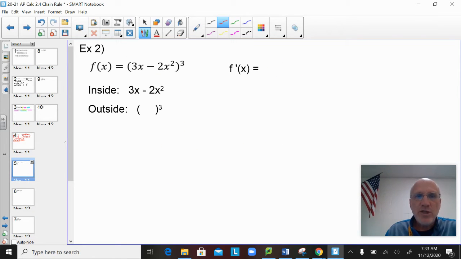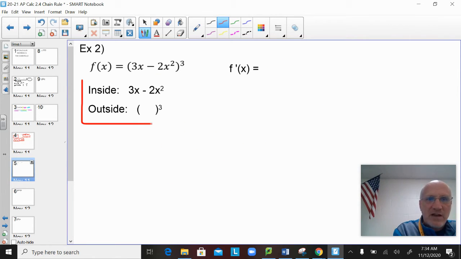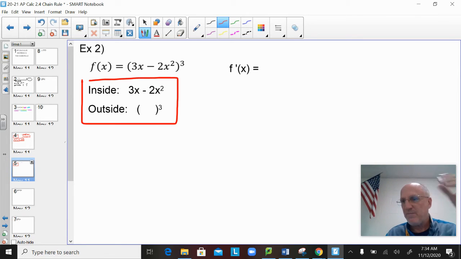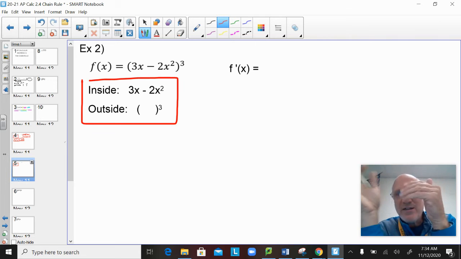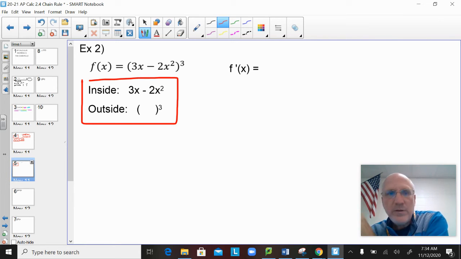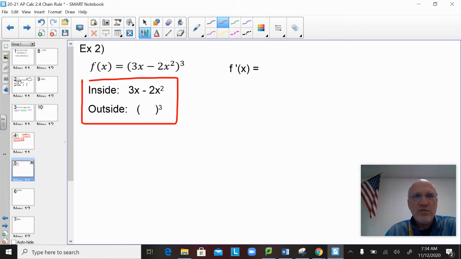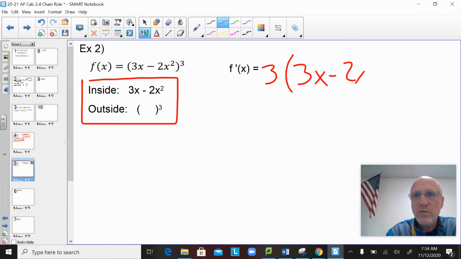It looks like that. Again, I've already identified what the inside and outside functions are. I won't write that out explicitly in the next examples, but the inside function is 3x minus 2x squared. The outside function is something to the third power. So, just like the last one, my outside derivative is still 3 times something squared. So that is still 3 times 3x minus 2x squared. There's the outside derivative of the inside unchanged times the derivative of the inside.